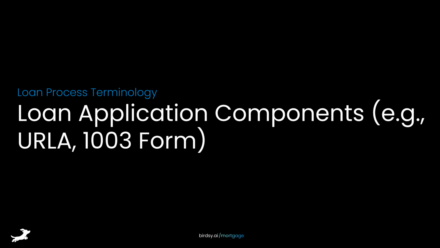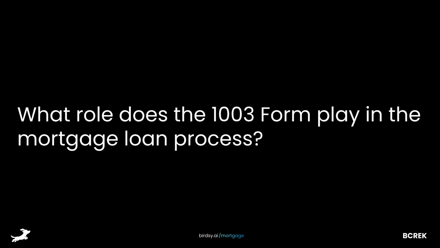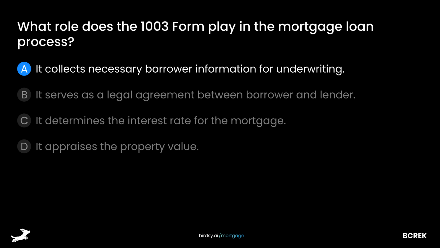Loan application components. What role does the 1003 form play in the mortgage loan process? Is it A. It collects necessary borrower information for underwriting? B. It serves as a legal agreement between borrower and lender? C. It determines the interest rate for the mortgage? Or D. It appraises the property value? The answer is A. It collects necessary borrower information for underwriting.